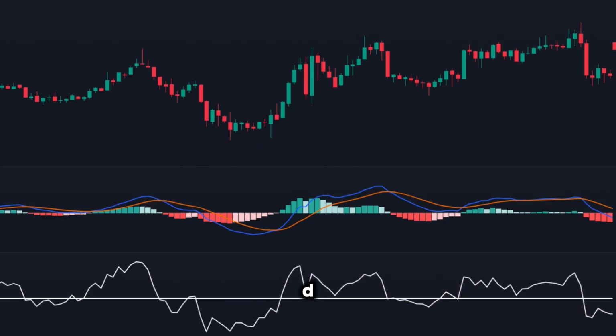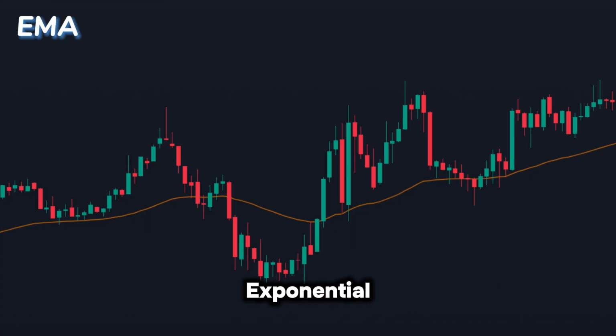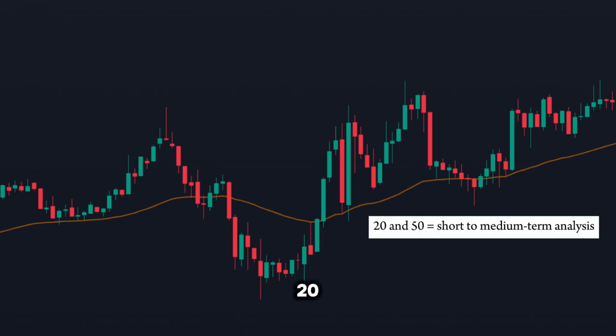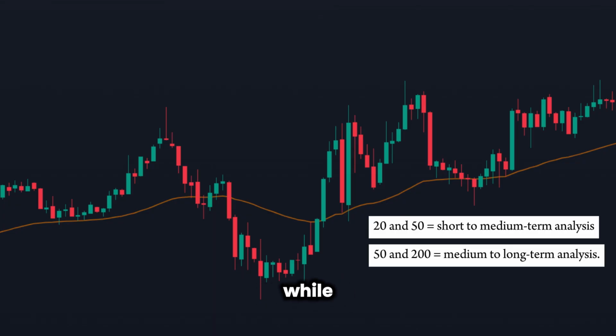Settings for MACD and RSI. Now that we've covered the basics, let's move on to the settings. Traders can use the default settings for the MACD indicator. For the RSI, as mentioned earlier, we'll only use the 50 line in this strategy. EMA, Exponential Moving Average. Additionally, we'll incorporate the EMA to identify trends. The 20 and 50 EMA are commonly used for short to medium-term analysis, while the 50 and 200 EMA are used for medium to long-term analysis.